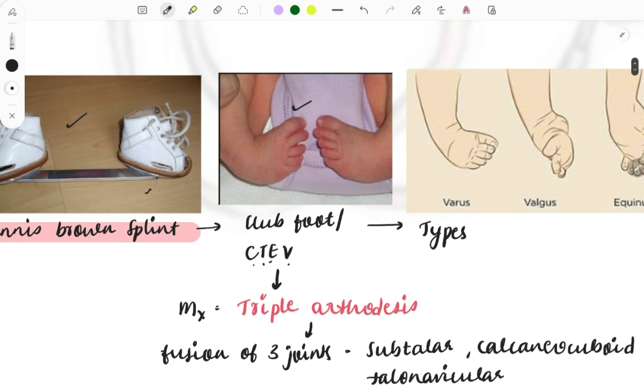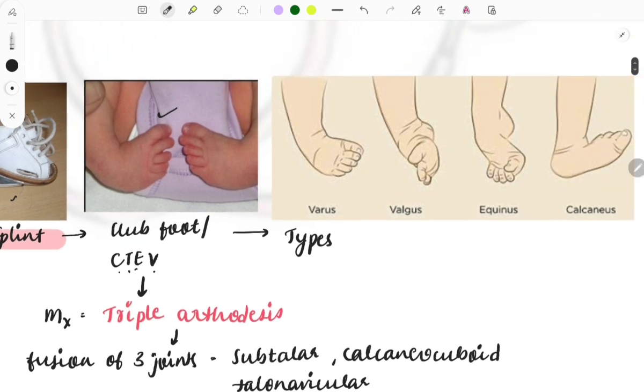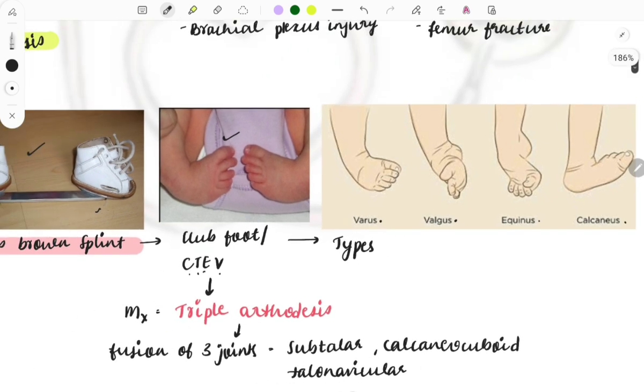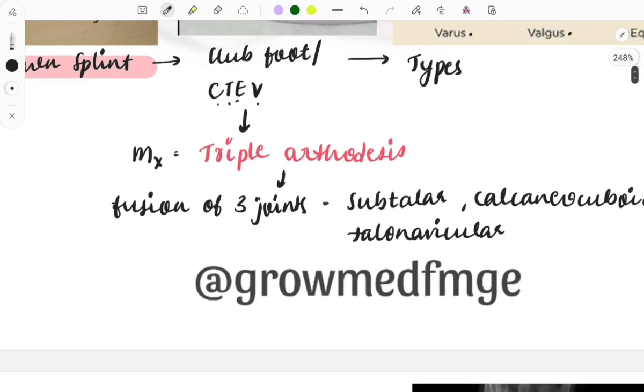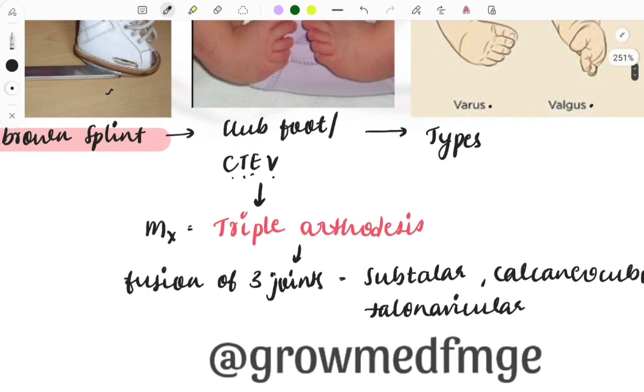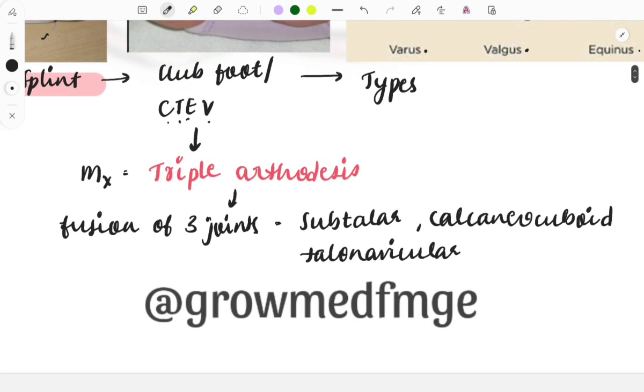Then there are various types of club foot. This one is the varus, this one is the valgus type, equinus, and the calcaneus type. Image-based questions have been asked on club foot also, on the types, and you need to remember these images. The management of choice for club foot is triple arthrodesis. What happens in triple arthrodesis is that three bones are fused, hence triple.